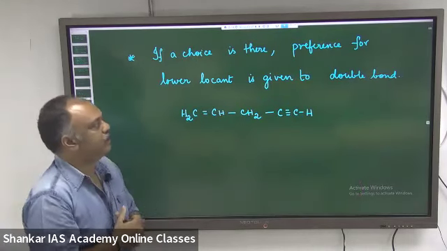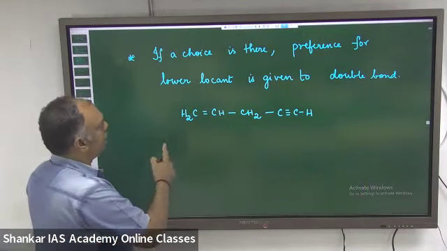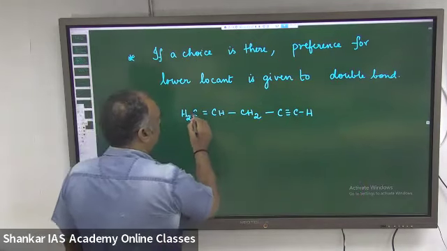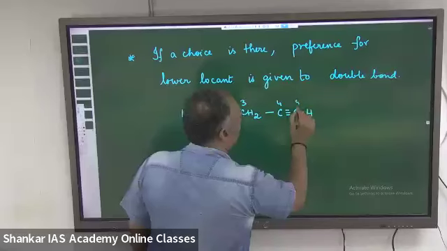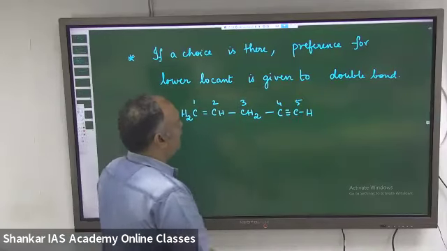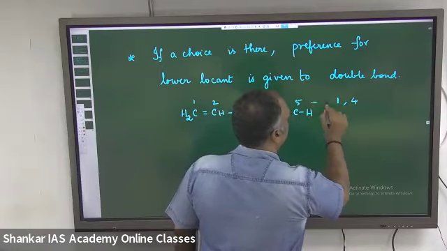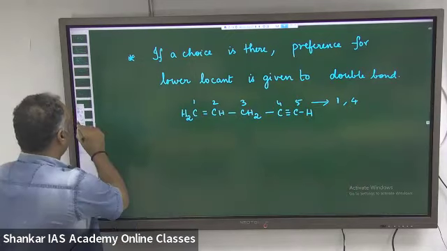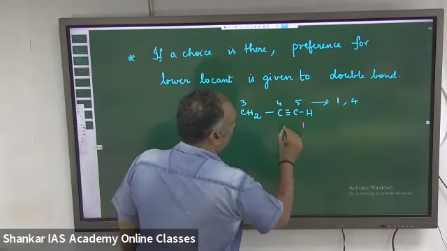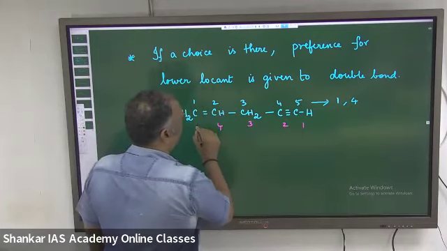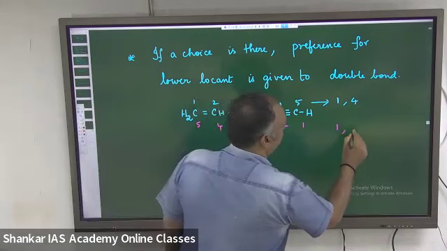If a choice is there, that is, if both are getting the same numbering, for example, in this compound. See, I'm going to number this from left to right: 1, 2, 3, 4, 5. When I number from left to right, I get alkene at first position and alkyne at fourth position. Similarly, I'm going to number from right to left: 1, 2, 3, 4, 5. So I have alkyne at first position and alkene at fourth position.